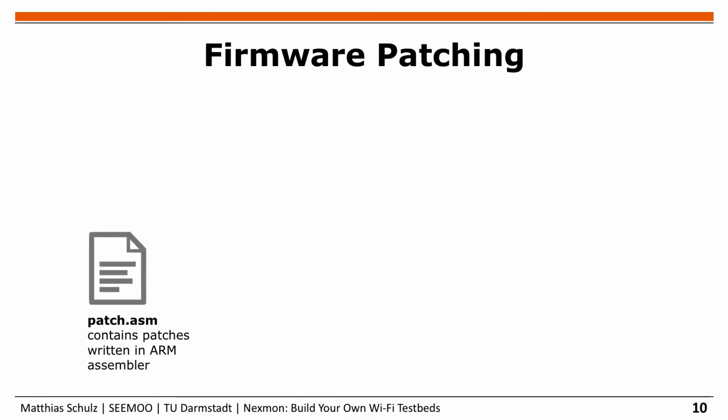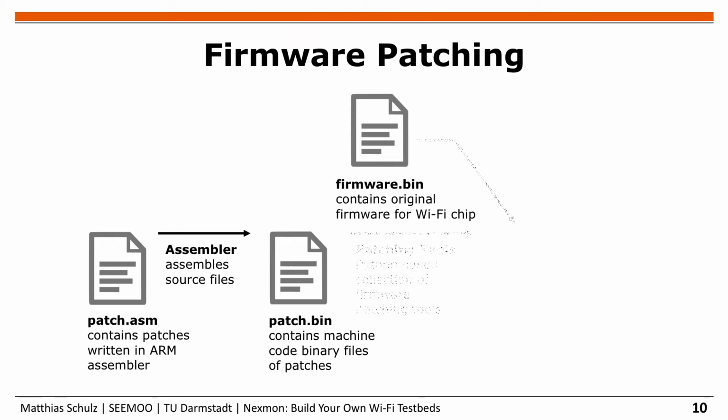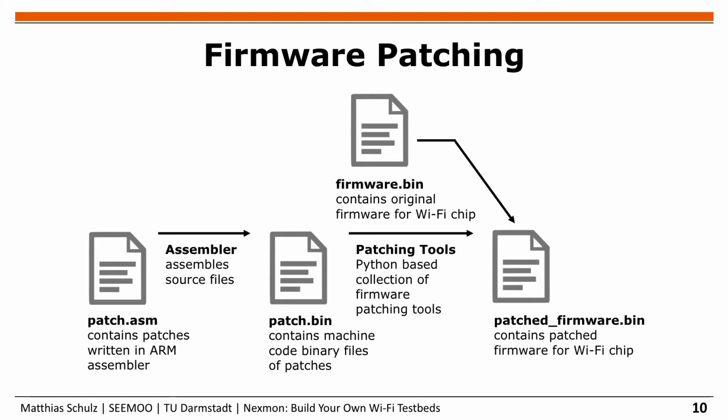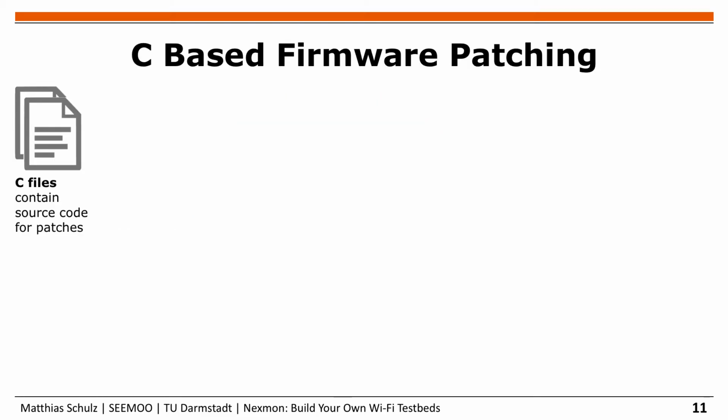So let me go on with the firmware patching. As I told you before, we first started by writing assembler source code, assembling it into some binary files, then using some crappy Python scripts to patch them into the firmware, and then decided that's not the way to do this firmware patching, as it is very tedious to write assembly and it's also error prone. So we continued to create a framework that can compile C files and embed them in the firmware.